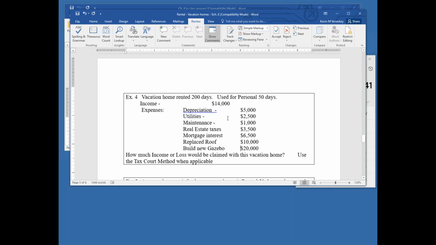So what I want you to do is go through and figure out what this individual's net income would be. Basically you can't just take all the depreciation or all of the maintenance. Remember, you have to do it on a percentage basis. Do it the IRS method, and then we'll do the tax court method and see what the difference is, and then bring that to the tax return. So take about 5 minutes or so and work through this one.